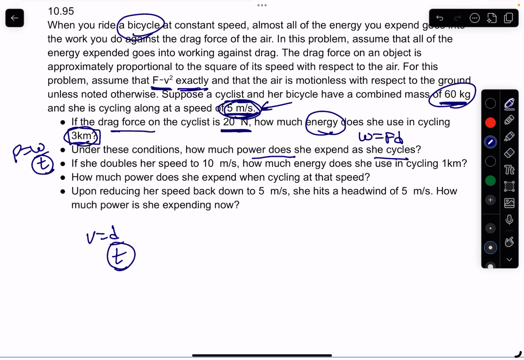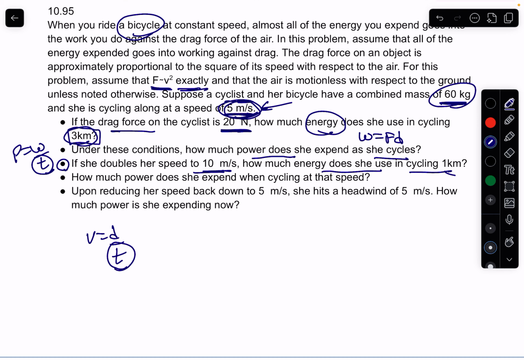Sorry. Question C here, if she doubles her speed, this is where it gets a little tricky. How much energy does she use cycling 1 kilometer? I messed that one up. It took me a minute to figure that out. First of all, you're going to need time later on. So solve for the time, 1 kilometer at 10 meters per second. That'll come in useful in a minute.